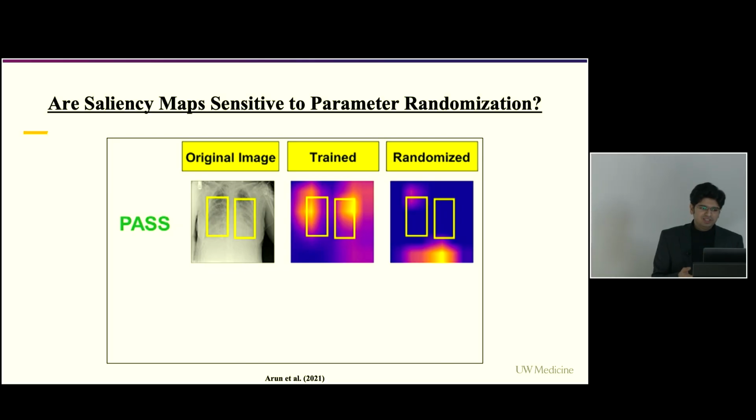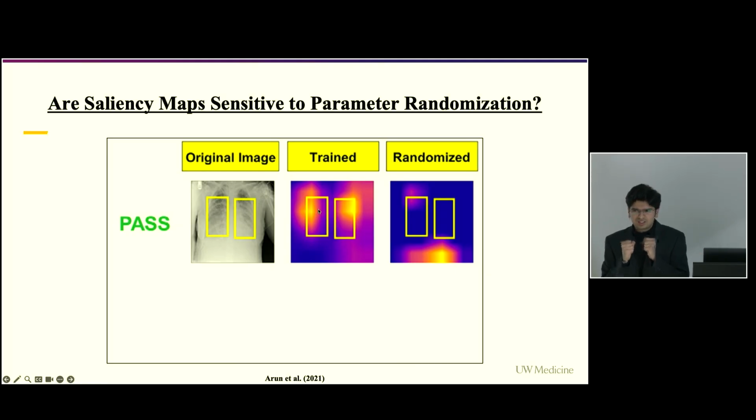So the first question that we should ask is: are saliency maps even sensitive to parameter randomization? By that, what I mean is that let us say that we have a deep learning model. If you see this second column called trained, it is an amazing deep learning model, which has good AUC, it has good performance.